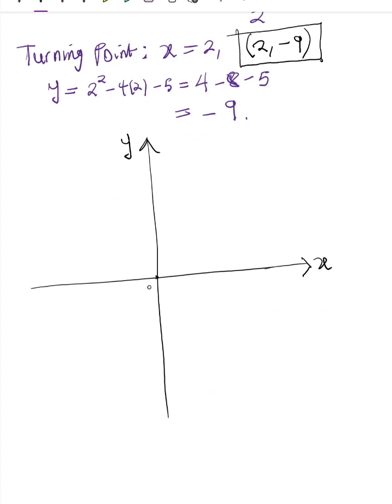So this is the center or the origin, that is 0 comma 0. Now we are going to put the x-intercepts. We said it is at negative 1 comma 0, so this is negative 1, and the other intercept is 5, so this is 5 comma 0. So our function is going to pass here and there.